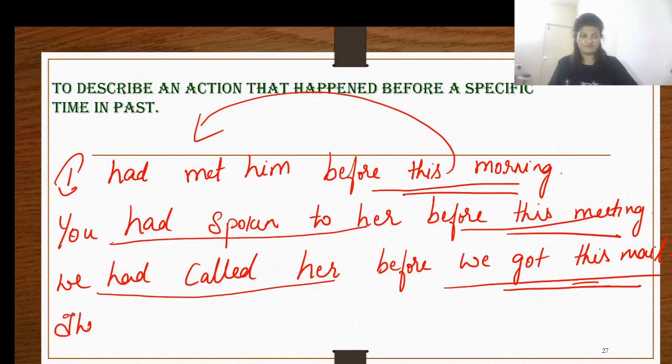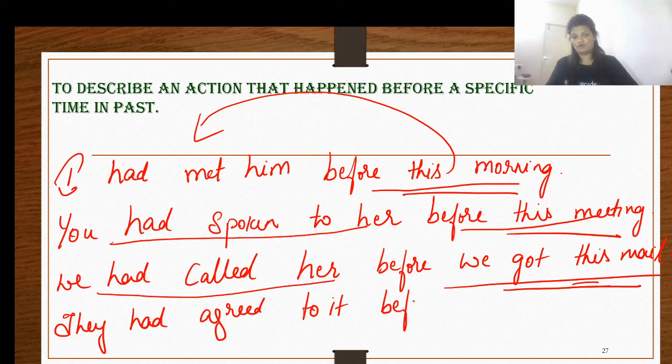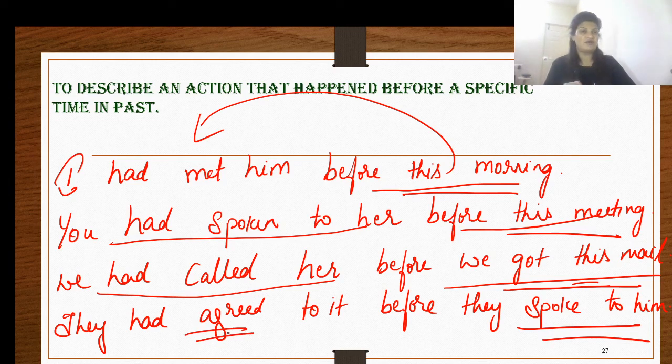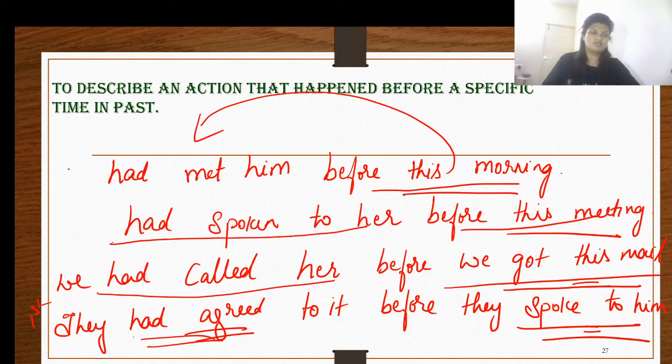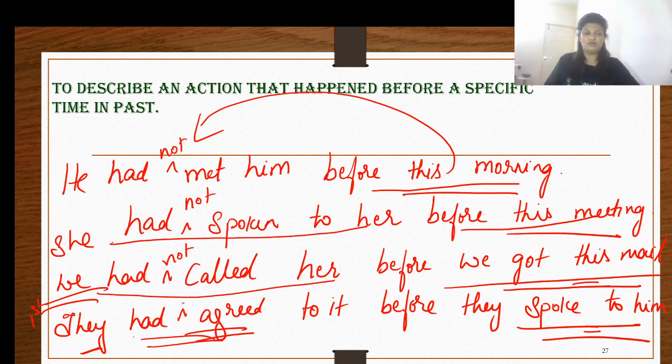Next is with they. They had agreed to it before they spoke to him. So speaking and agreeing, both actions have happened in the past. The first one is agreeing. The second one is speaking. So this is the one which has happened before a specific time. The same is the case with he, she, and it as well. All you do is switch the subjects into he or she. To make it negative, all you do is bring in the negative word. To make it a question, you bring in the auxiliary over here. And to make it a WH question, you insert a WH question word over here.